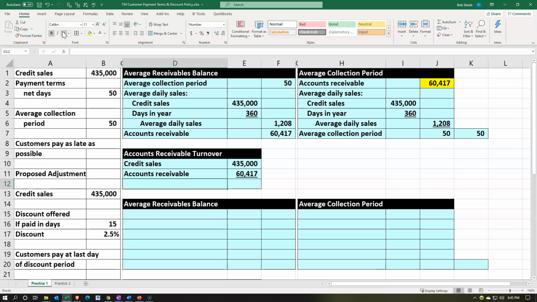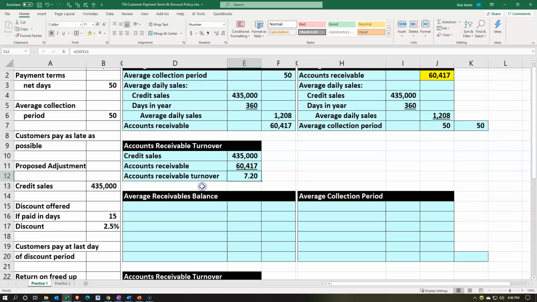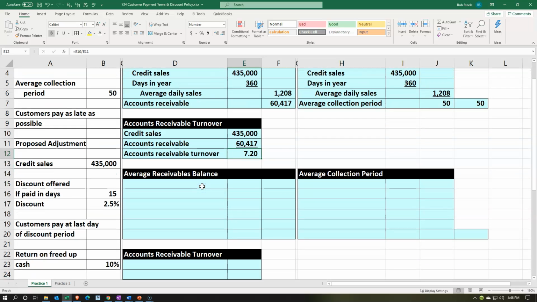And that'll give us our accounts receivable turnover, which is going to be equal to the 435 divided by the 60,417. So we get 7 there. It may be rounded, so you might want to add some decimals. Home tab, font group, or number group, add a couple decimals, 7.2. So then we can figure out the average receivables if we have our second scenario here.